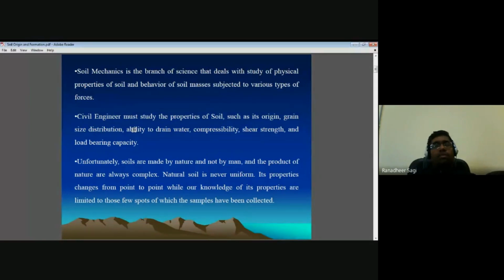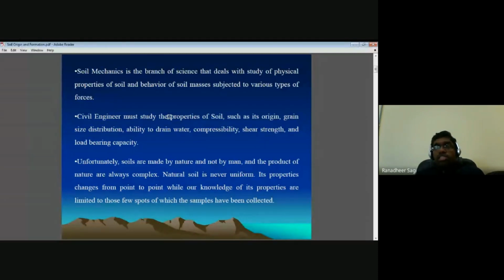So why is the soil mechanics course very important for a civil engineer? It's important for a civil engineer to understand the properties of soil, as with other materials, because when we talk about other materials like cement, steel or concrete, the properties of those materials are more or less constant.